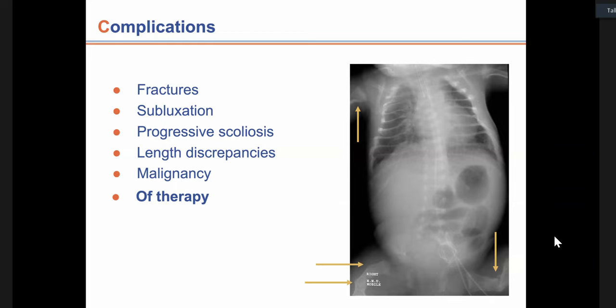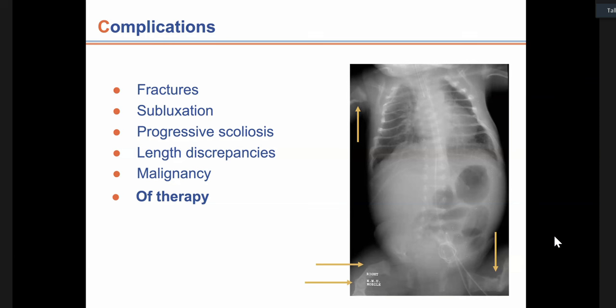Progressive scoliosis, leg length discrepancies, malignancy. Remember the complications of therapy. Is that surgical screw loose? Is there infection around the tip of the screw? Many of these complications are the things that are important to the patient and their family, more so sometimes than giving a name to a rare disorder.